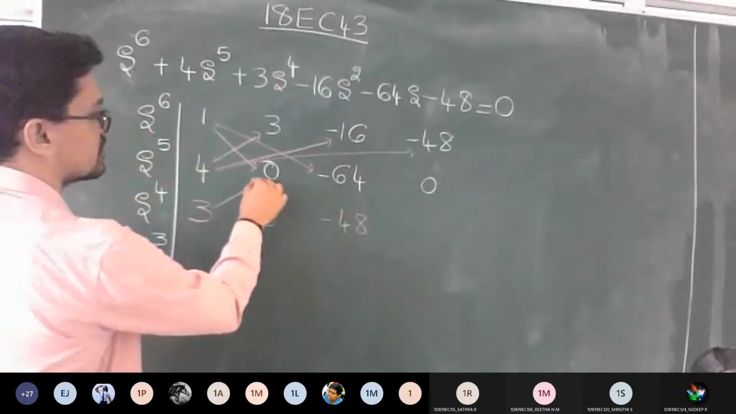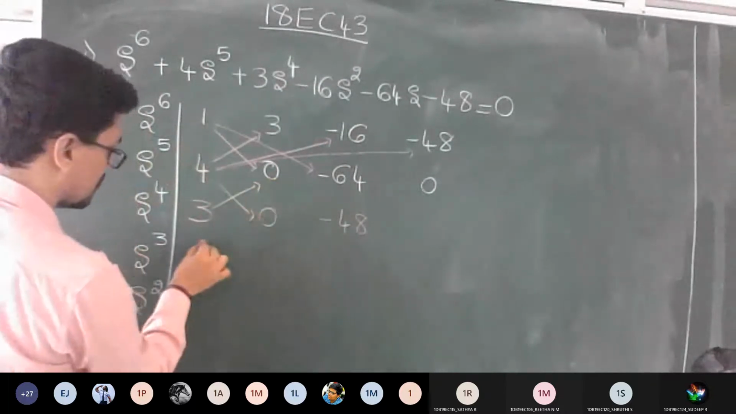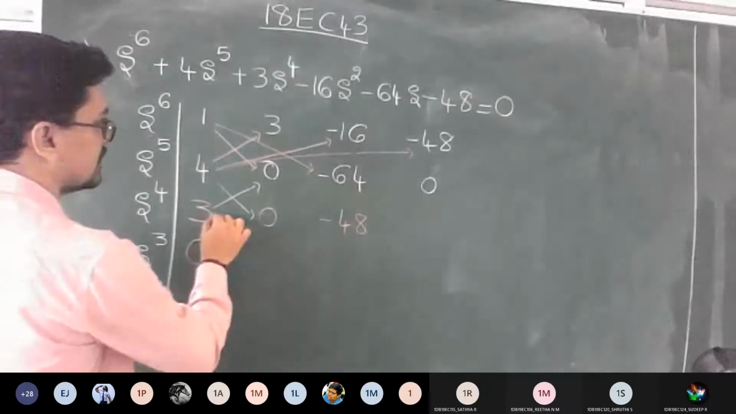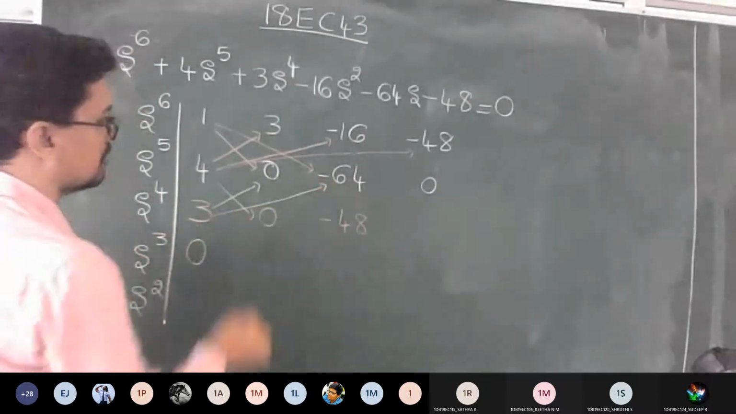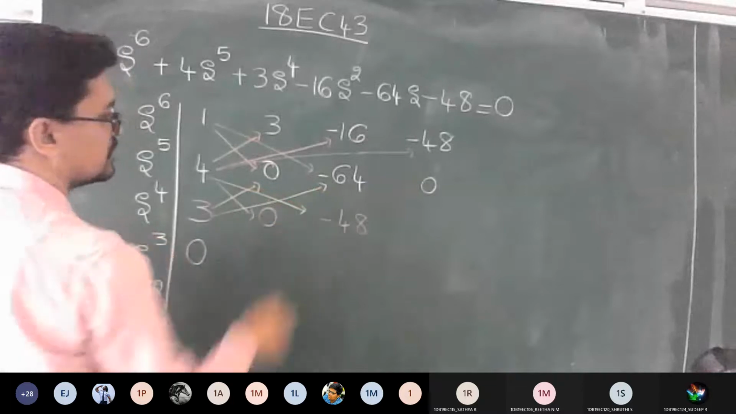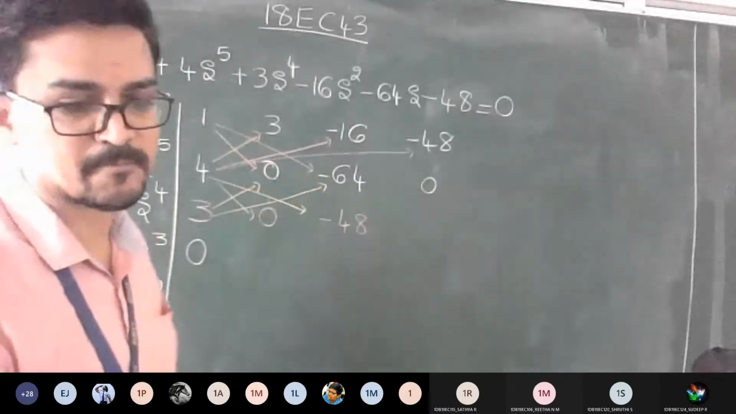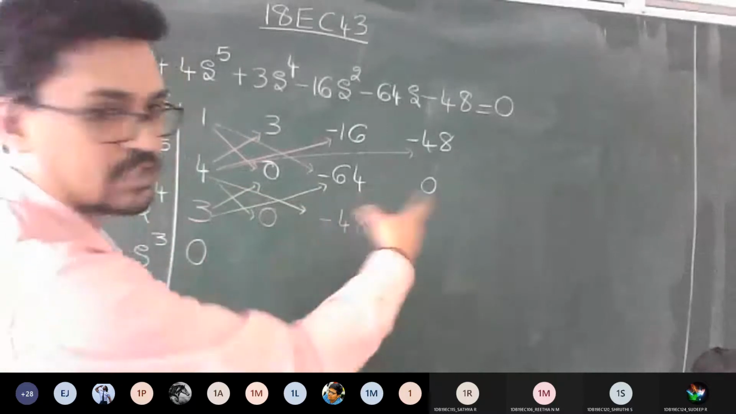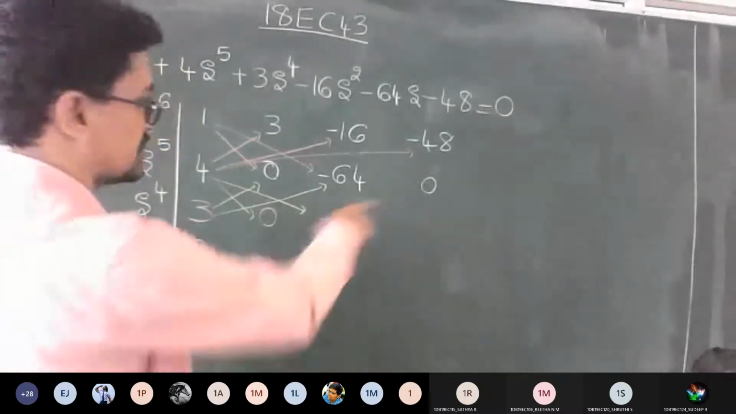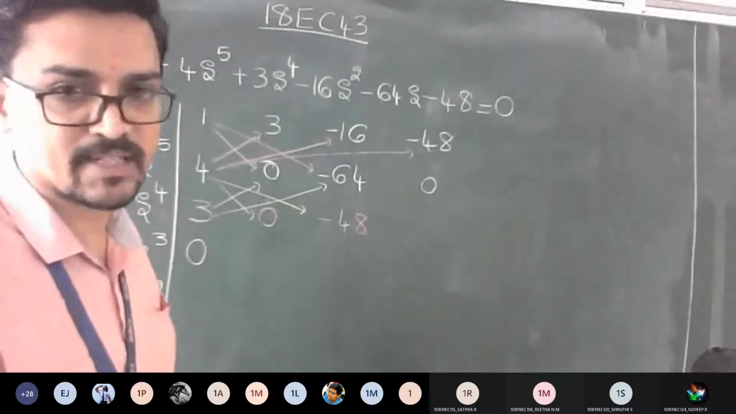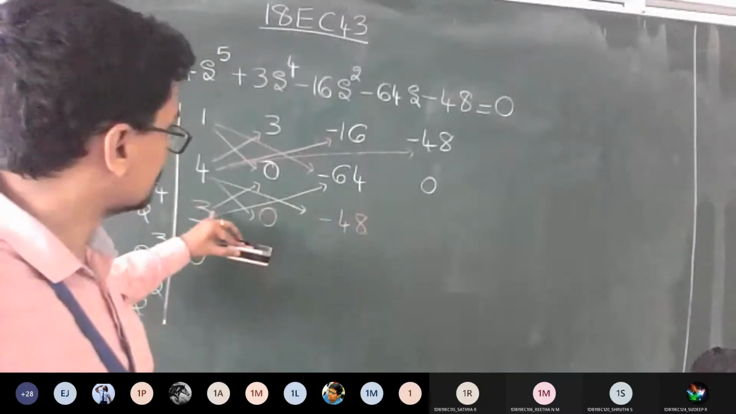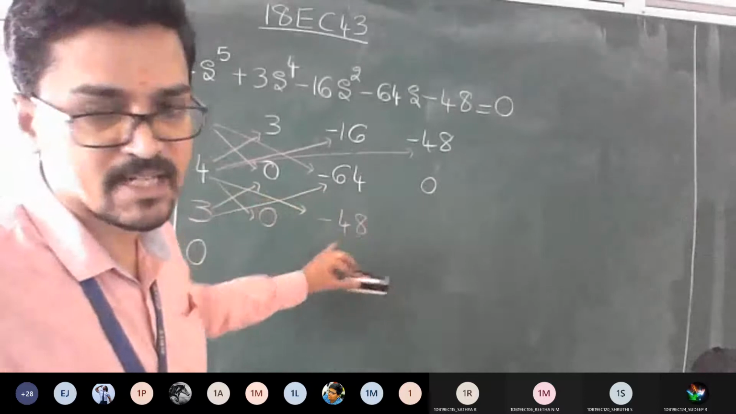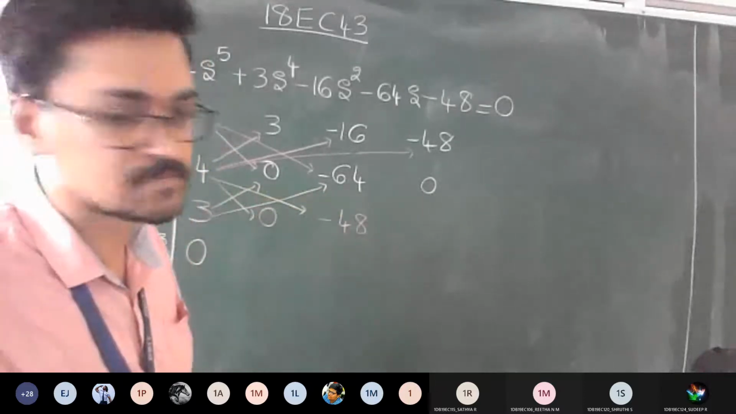So it's 3 into 0, 0. Again 4 into 0, 0. So I'm going to get the answer as 0 only. Correct? Again 3 into minus 64 minus of minus 4 into this divided by 3. What's the answer? Don't write the answer blindly. Write the terms: 3 into minus 64 minus 4 into minus 48 divided by 3. How much?